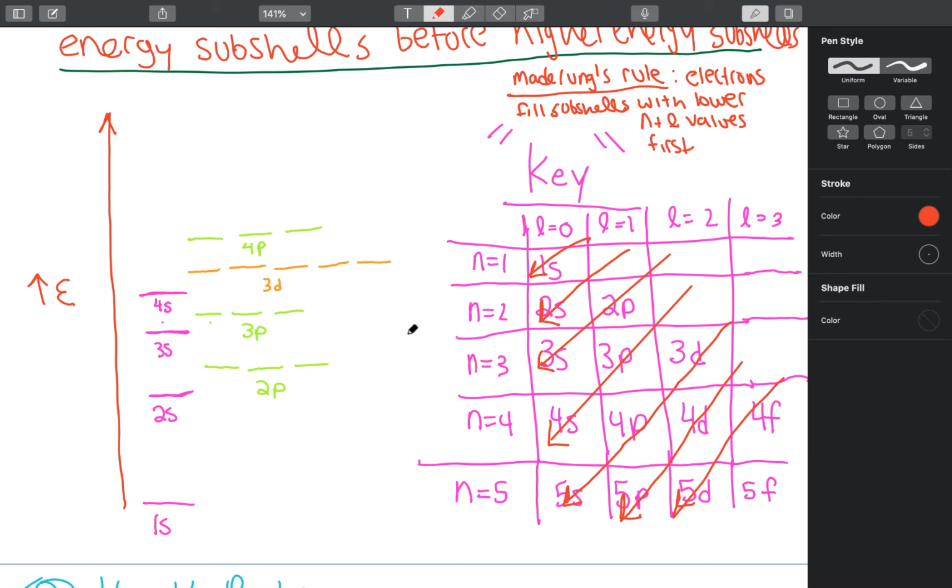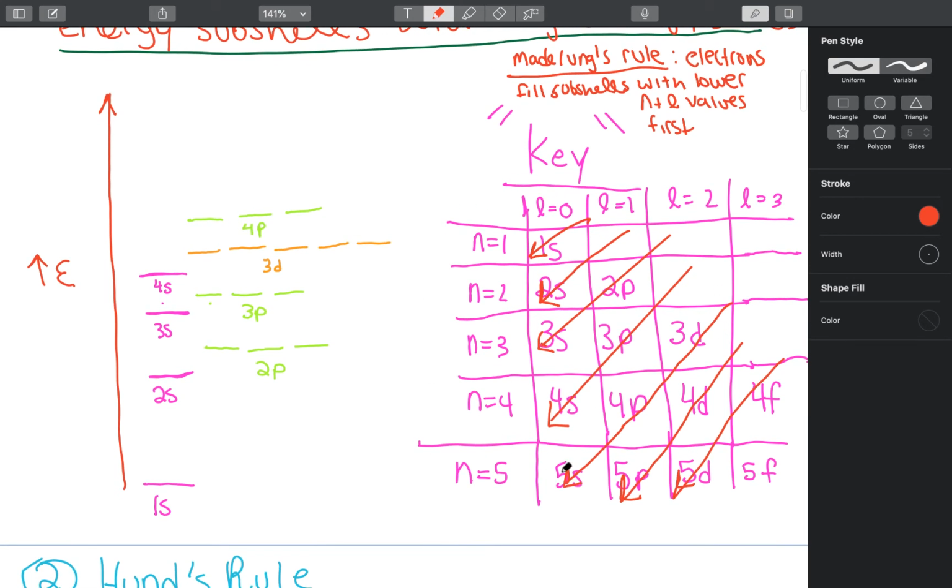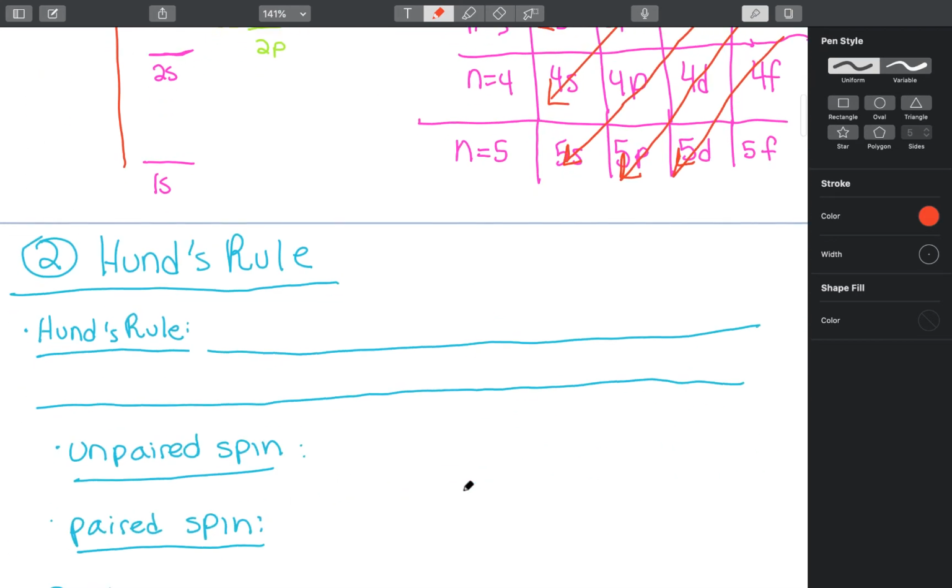But if you know the energies, if you know the general energy orbital diagram, you should not need this key. And of course, as you write more and more electron configurations, you will not need to draw this out. And note that this is only a general rule of thumb. There are some exceptions that we will talk about towards the end of our discussion today.